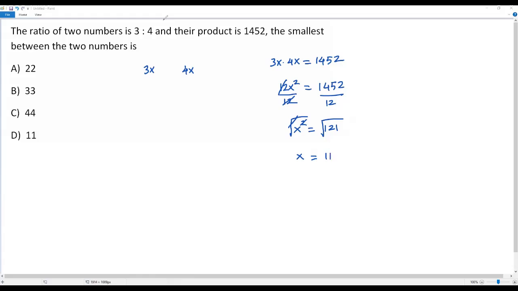Okay, now what I have to do is I have to plug in this 11 for x over here and here to get the two numbers. When I plug in x equals 11 over here, 3 times 11 is 33. When I plug in x equals 11 over here, I'm getting 4 times 11, that is 44. Okay, now I got the two numbers, they are 33 and 44, but our aim is to find the smallest number. So in these two numbers, the smallest one is 33. We find this 33 in answer choice B. The correct answer choice for this question is B.